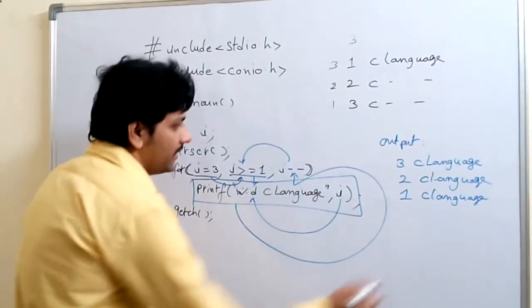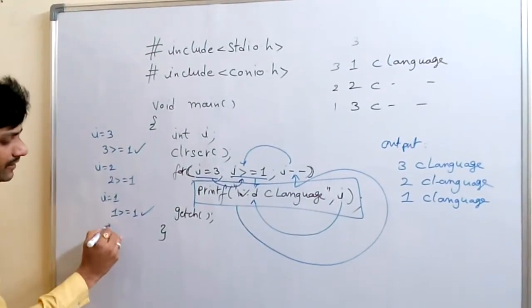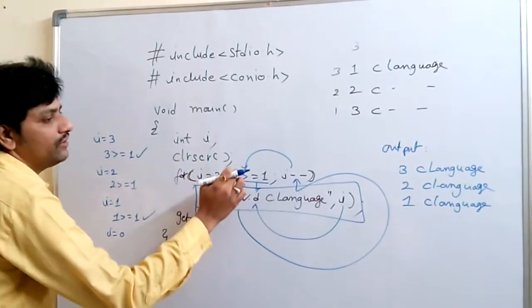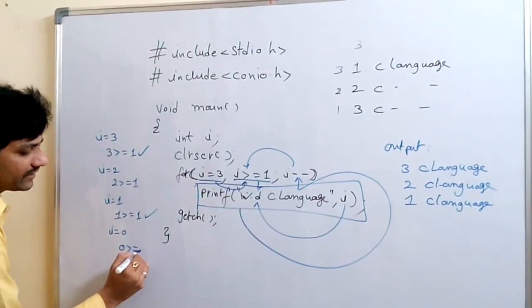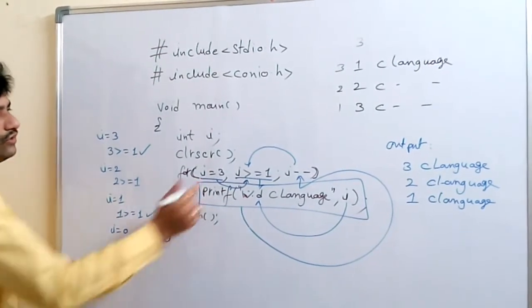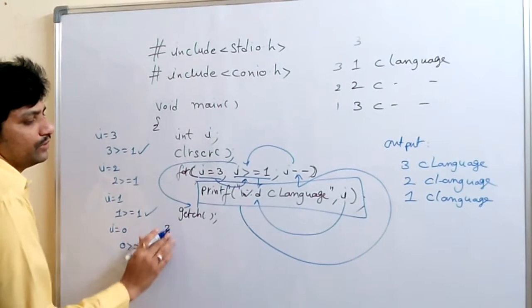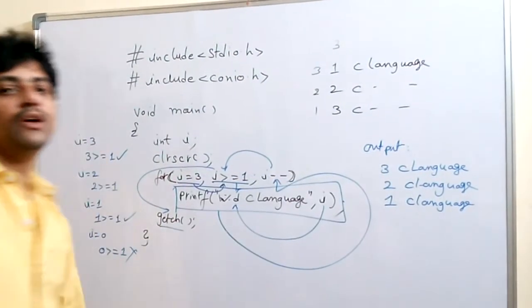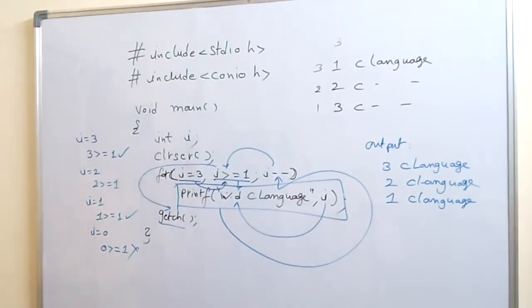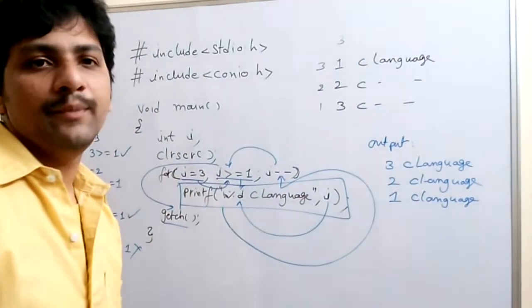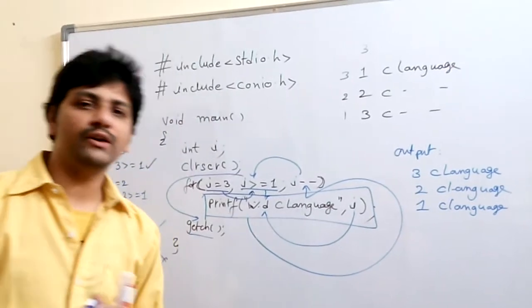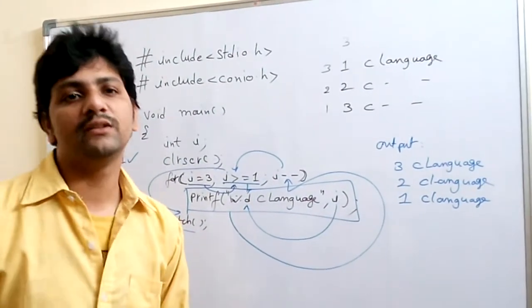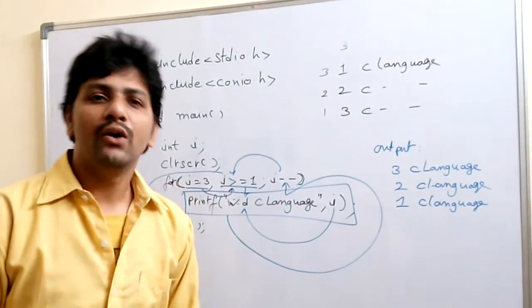Next time i minus minus, i becomes 0. 0 greater than or equals to 1 is wrong. So it comes out of the loop. So the output is displayed in reverse order. You understand how to display in the normal increment order and in decrement order. According to the user's situation, they have to write the increment and decrement operations.